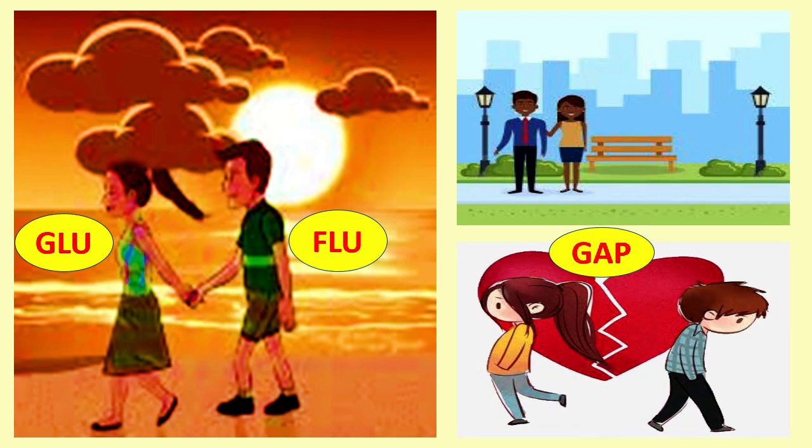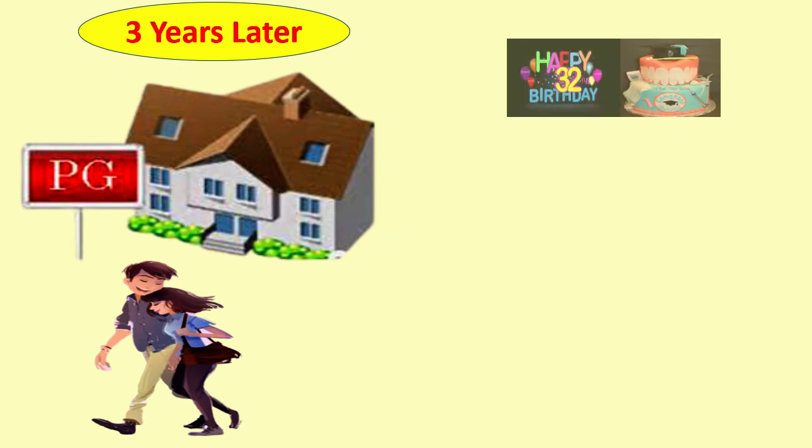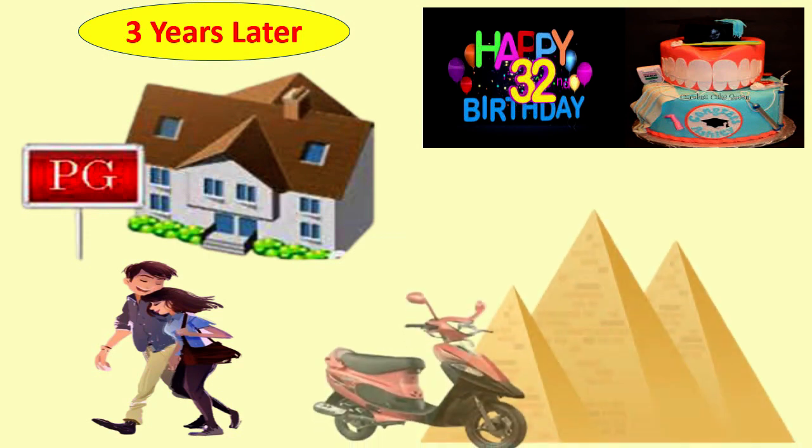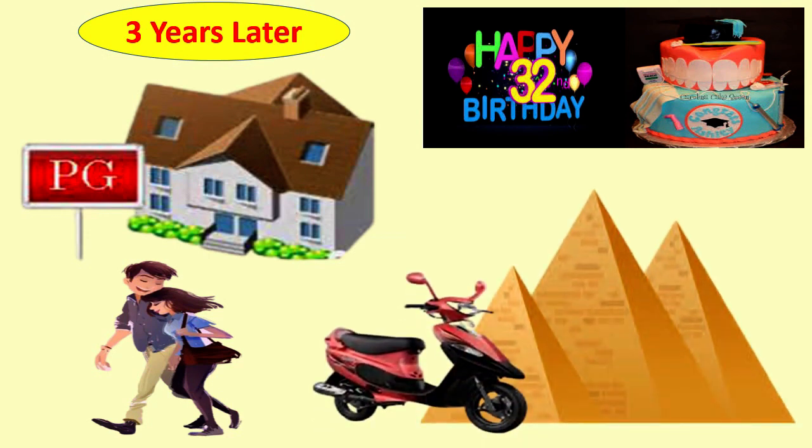3 years later, something good happens in Glue's life. She falls in love with another guy in her PG and gets married to him. On the 32nd birthday, her PG friends gifted her a Scooty Pep to travel to the pyramids. Friends, we are through with the story. Now let's see how the story is connected to the intermediates. Shall we?